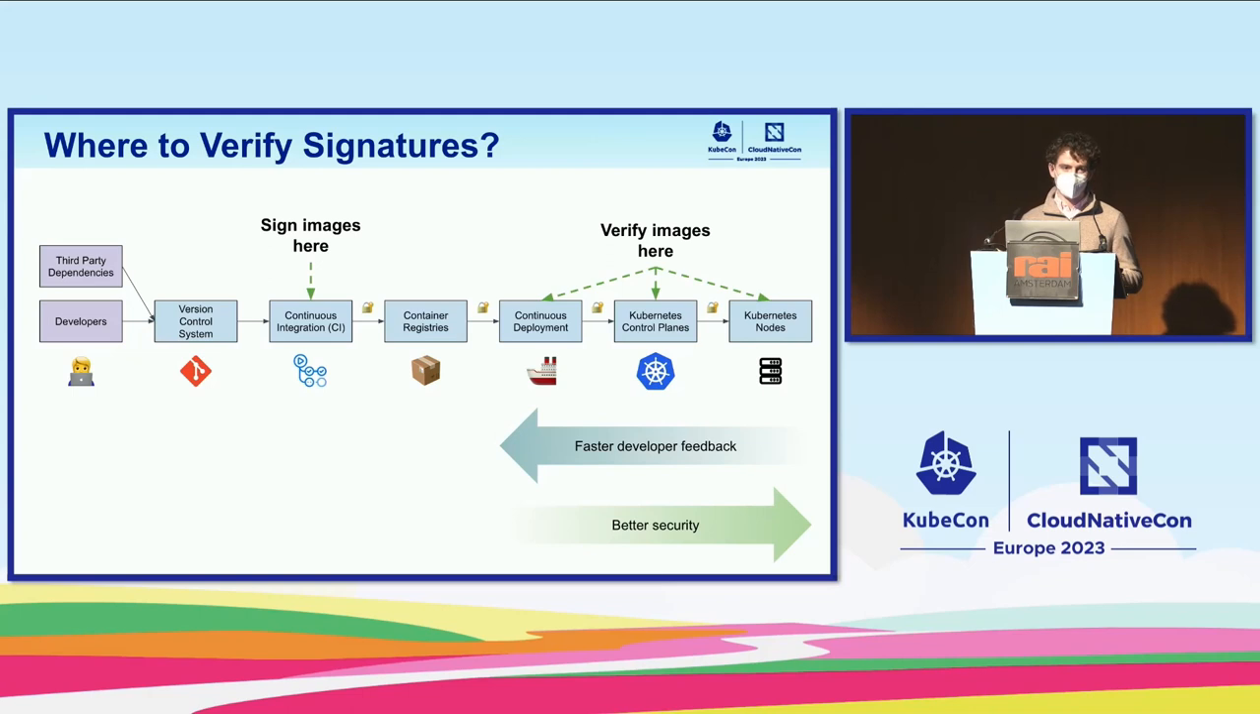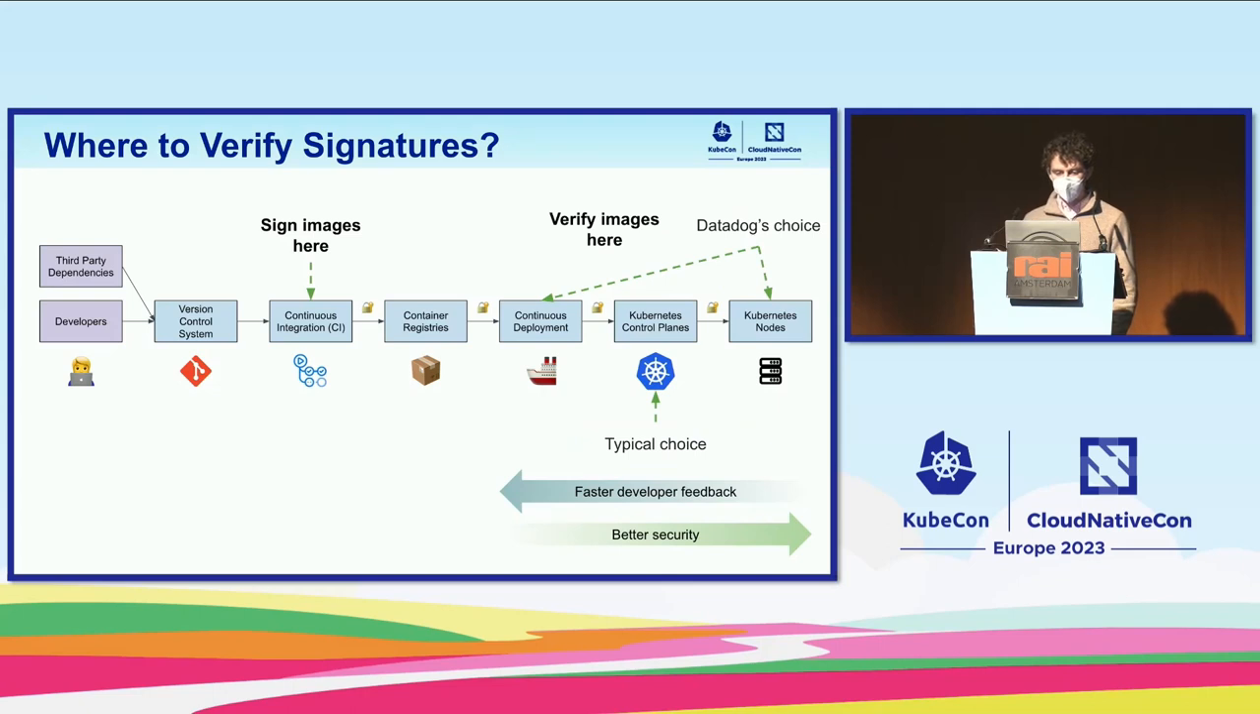In contrast, the closer to runtime you verify a signature, the better security properties you get, because the integrity of that image is guaranteed over more systems, and the trusted compute base after verification is much smaller. So ideally, you would verify in multiple spots to get the best of both worlds, both fast developer feedback as well as better security. The typical recommendation that you'll see in open source for image verification is to do so in the Kubernetes control plane using admission controllers. But at Datadog, we made the choice to verify at the node level within the container runtime with supplemental pre-deployed checks for that fast developer feedback.